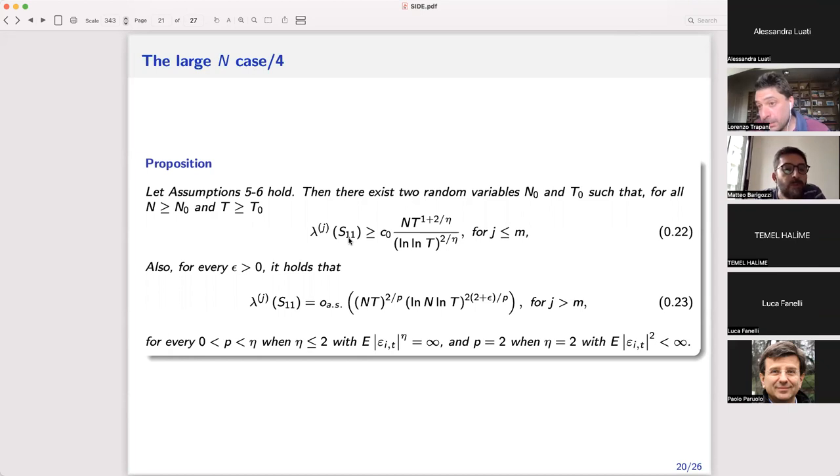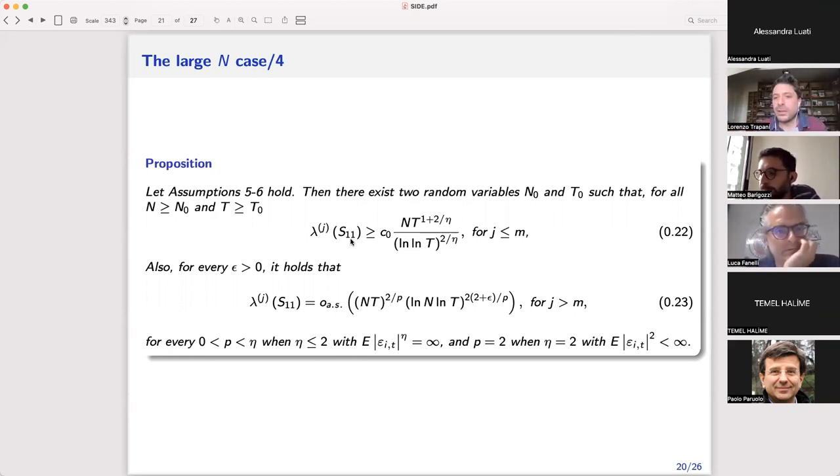Once again, we can define the matrix S11 exactly in the same way as before. I appreciate that n is big, but the matrix S11 is defined in the same way. We can study the eigenstructure of this matrix. The largest eigenvalues will diverge as before, like T to the power of 1 plus 2 over eta. But now n kicks in, and so we have this almost sure lower bound that you see here, where n plays a role linearly. The increase is with n to the power of 1.